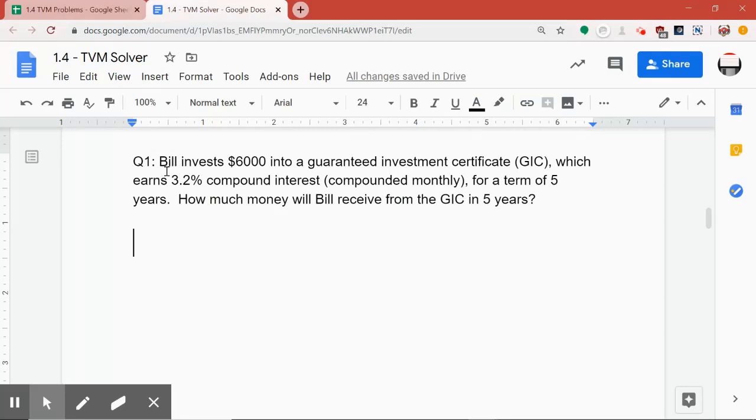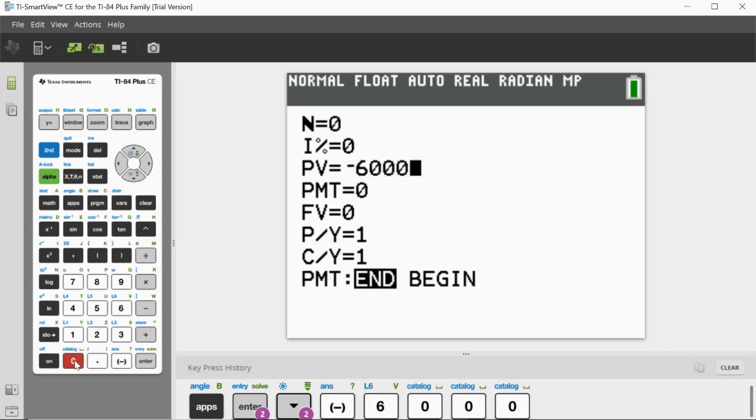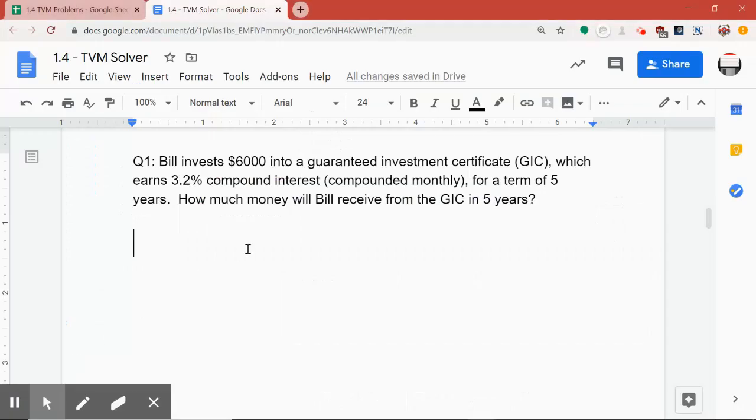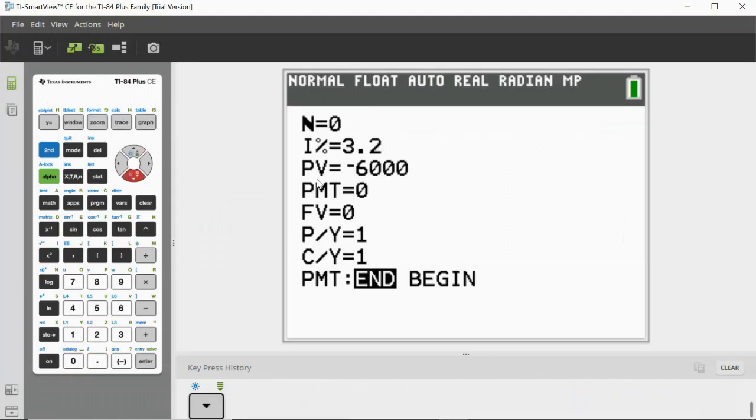So we have Bill invests $6,000. So that's the initial investment. That's going to go under PV. And we're going to record that as a negative because we're paying it. So we're investing it at the start. So this is negative, and use the negative symbol to the left of the enter key, not the subtraction. So negative 6,000. And that's going to be the present value. And that's invested into a GIC, which earns 3.2% compound interest. So I is 3.2%.